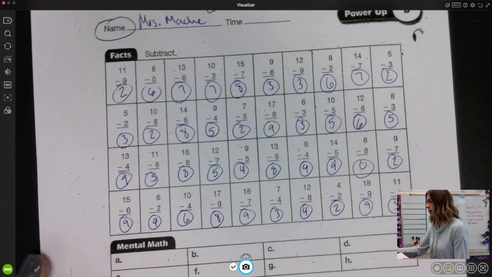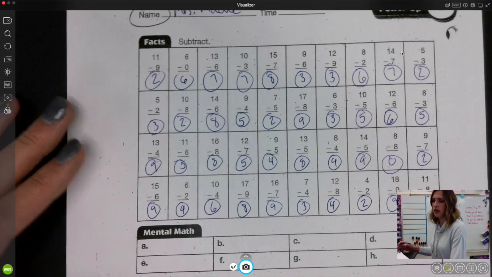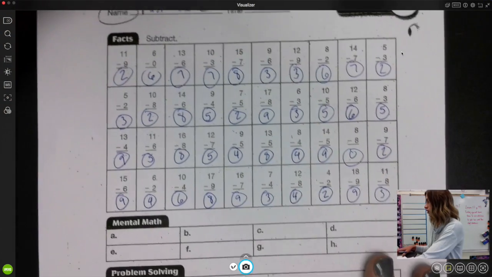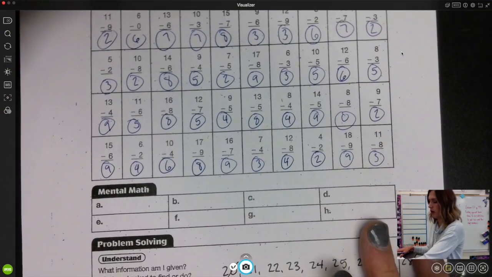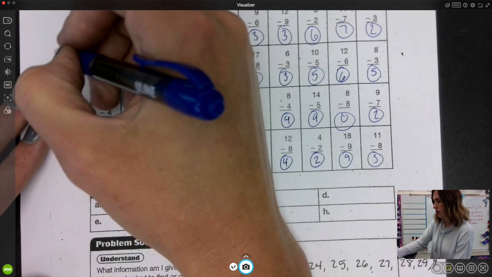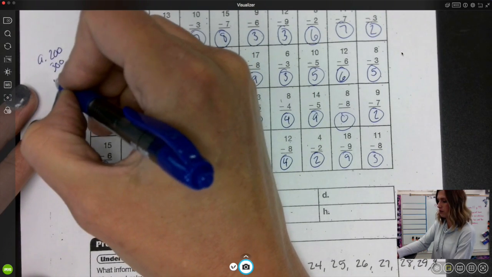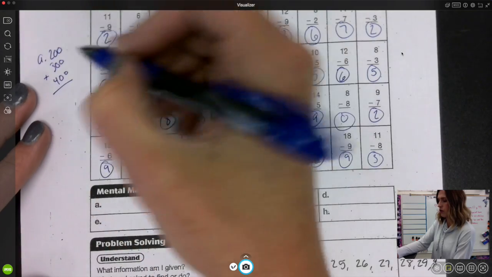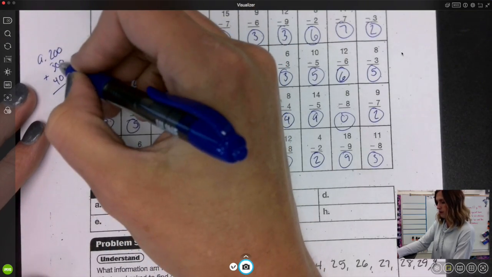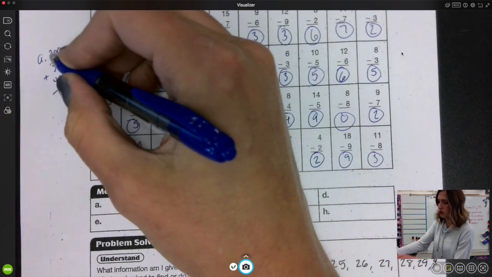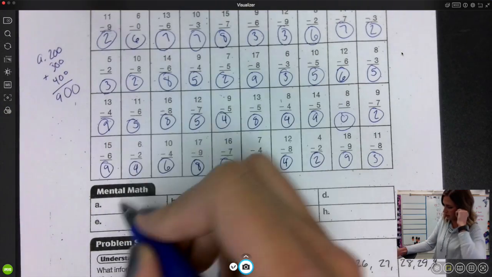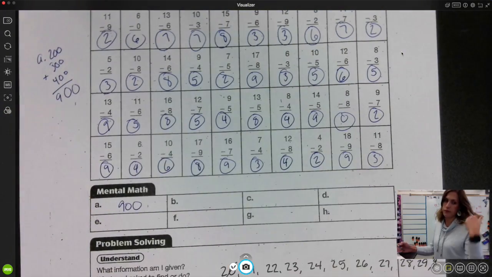Moving on to our mental math. A says 200 plus 300 plus 400. So 200 plus 300 plus 400, 0 plus 0 plus 0 is 0. So 2 plus 3 is 5, plus 4 more is 9, so you get 900.